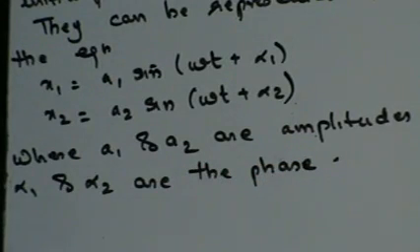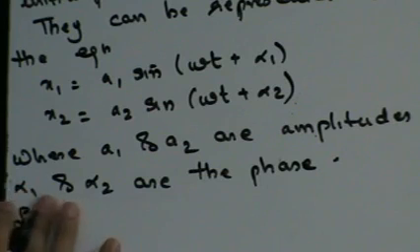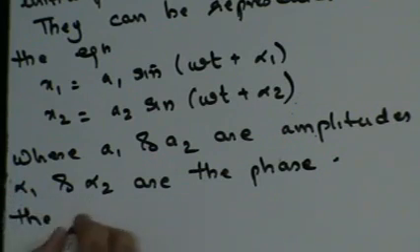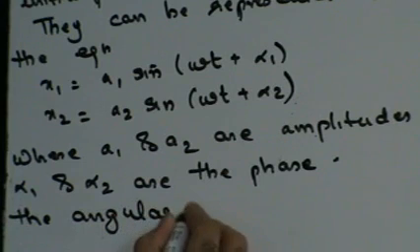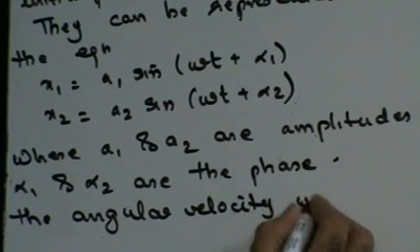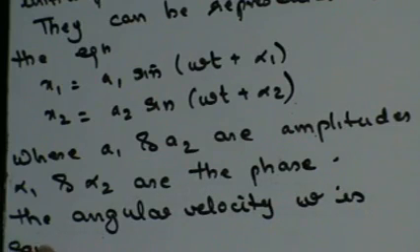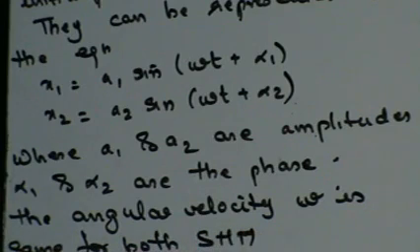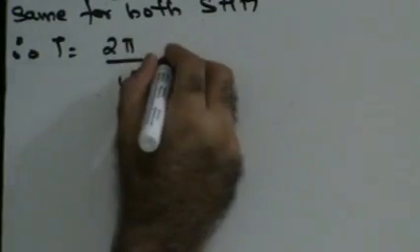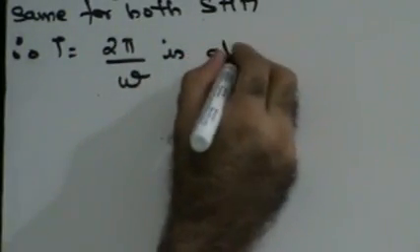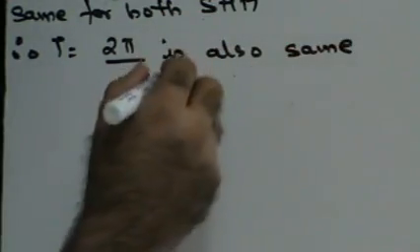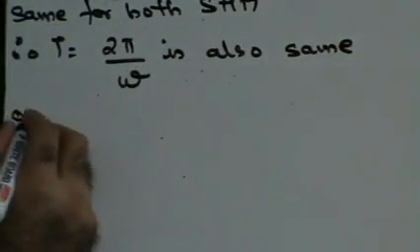Now, once you have this, let the angular velocity omega be the same for both the SHM. And we also know that, therefore, I can say that the time period T is 2 pi by omega, which is also the same, on the same path.